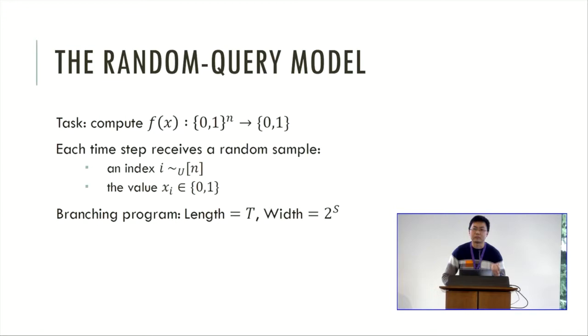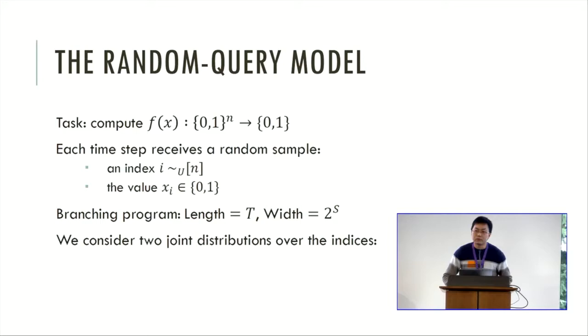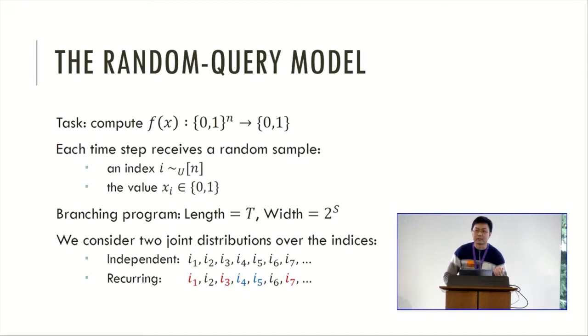An algorithm under the random query model can be specified by a branching program where each node has 2n outgoing edges representing the 2n possible samples you received each time. The time will be the length of the branching program, and the space will be the logarithm of the width of the branching program. And as I said, each index is uniformly random, but I didn't specify the joint distributions of the indices. In this talk, we consider two cases of the joint distribution. The first one is the simplest one, the independent distribution, which literally means that the indices you received at each time will be mutually independent. But we also consider a more general case, which we call the recurring distributions.